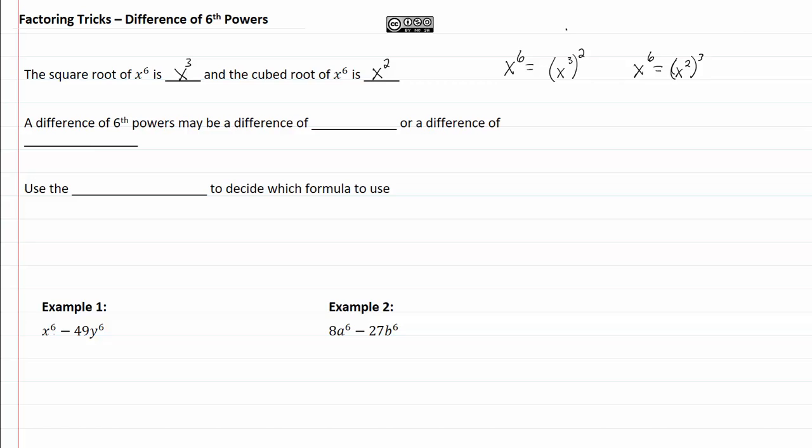So when we're talking about a square root, we're looking at this one, and a cubed root, we're looking at this one. A difference of 6 powers may be a difference of squares, or it could be a difference of cubes. We're going to use our numbers, or in other words, the coefficients, to decide which formula to use. So let's take a look at our examples and see how that works.